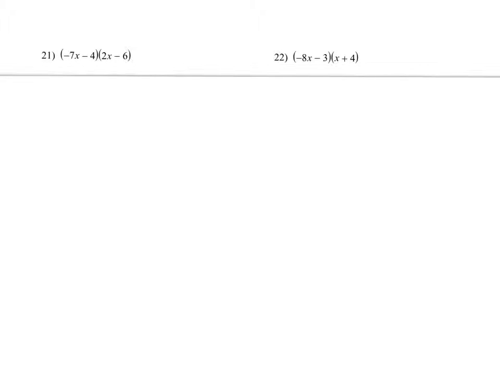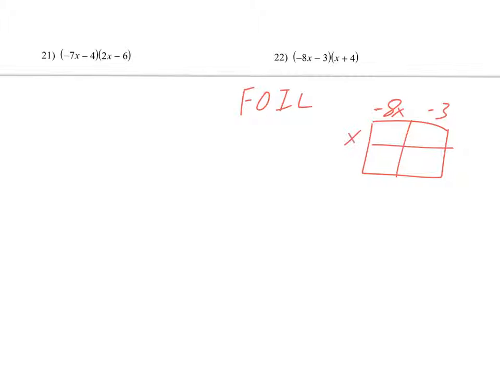All right, next up, number 22. So same idea here. Once again, if you want to use the FOIL method, it's first, outer, inner, last. But I prefer the box here. So you get negative 8x, and then you get negative 3, and then positive x and positive 4. Once again, you can switch those if you want. It does not matter. But we'll multiply to fill out the box.